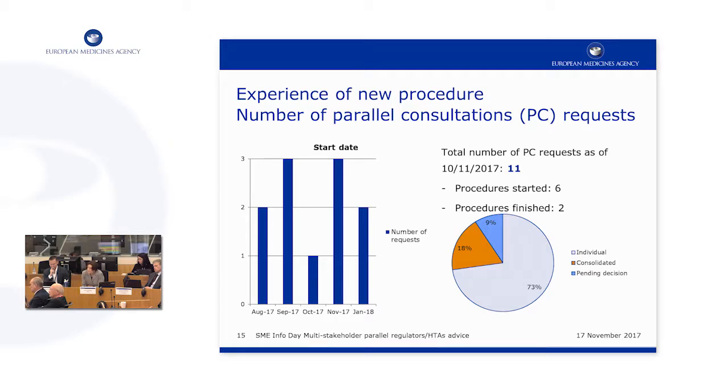In terms of the procedures in total, we have 11 requests so far. 6 have started and 2 have crossed the finish line, because it takes time for these procedures to get through the different stages of the advice process. The vast majority have been individual procedures, and we have 2 consolidated so far, and 1 is pending a decision.